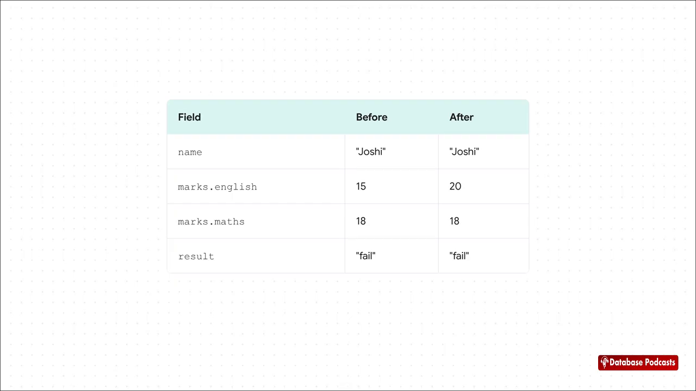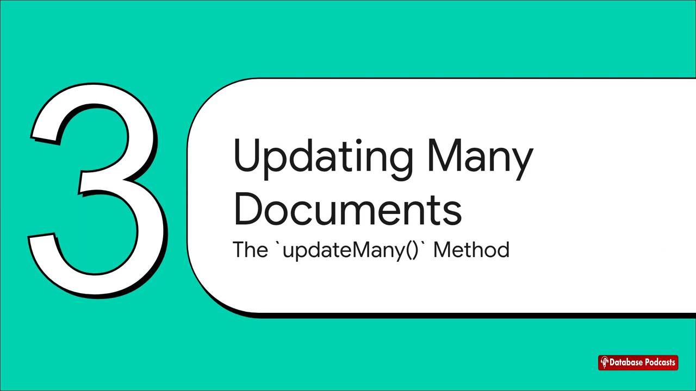Let's make this real. Take a look at Joshi's record. We can see the English mark is 15, which is wrong. So we run our updateOne command. The filter is name Joshi, that finds our student. And the update is $set marks English 20. And boom! Look at the result. The English mark is now 20, and the rest of the document is completely untouched. Perfect, targeted, and efficient.